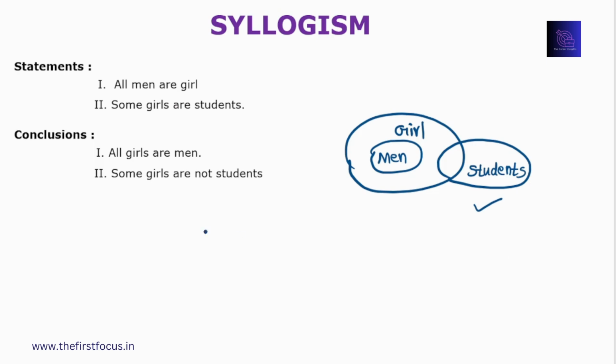Then we see the conclusion. What is the conclusion here? All girls are men. Is this possible? No. All men are girls, but all girls are not men. So this is false. Some girls are not students. Here it is said that some girls are students, but we don't know about the other part of girls. Maybe some girls are students or may not be. We don't know about that. So this is also false.